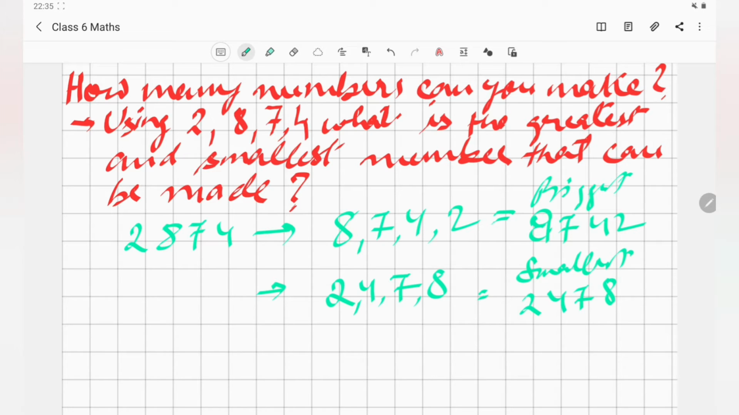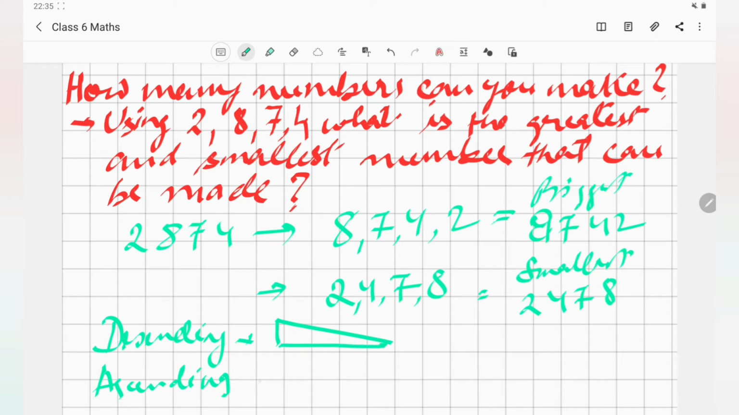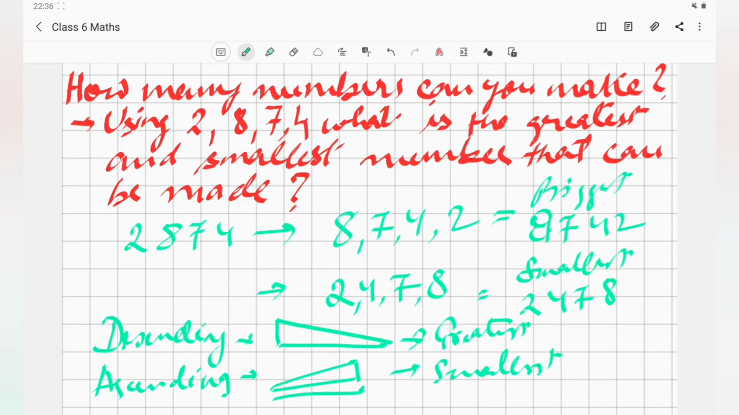It is pretty straightforward. Just remember descending and ascending. Descending is what? Greatest to smallest, and ascending is what? Smallest to greatest. Just remember these two concepts, and if you arrange all the digits in ascending order, you get the smallest number, and when you arrange all the digits in descending order, you get the greatest number, right? Pretty straightforward, very simple concept to apply. Let us move on to the next topic now.